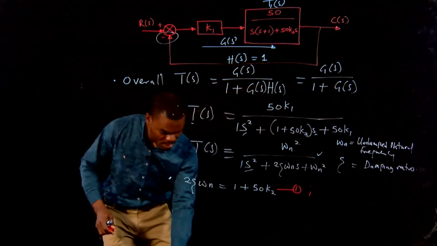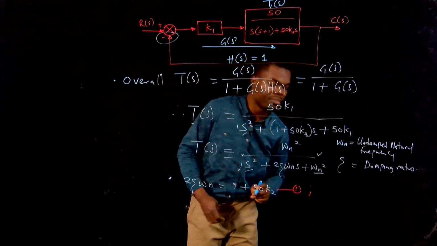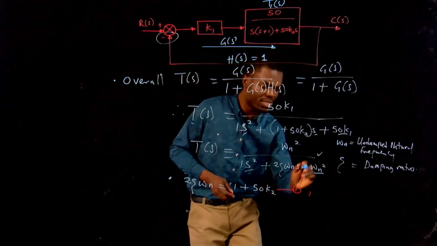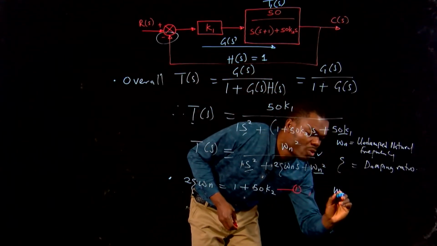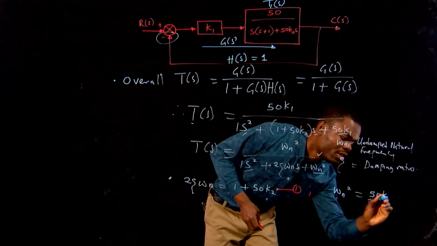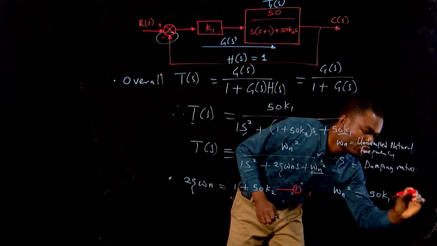Similarly, if we compare the s raised to power 0 term, or the constant term, we can see that in this case, our omega n squared is the same thing as 50 k1. Again, let's call this equation 2.